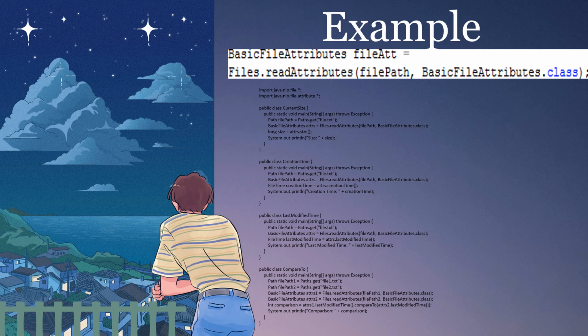The program flow of each class is similar. Each class declares a main method, which is the entry point for the program. Inside the main method, a Path object is created for the file whose attributes are being read. The Files.readAttributes method is then called to read the attributes of the file, and the specific attribute of interest, e.g. size, creation time, last modified time, is obtained from the BasicFileAttributes object returned by the method. Finally, the result of the attribute is printed to the console using System.out.println.